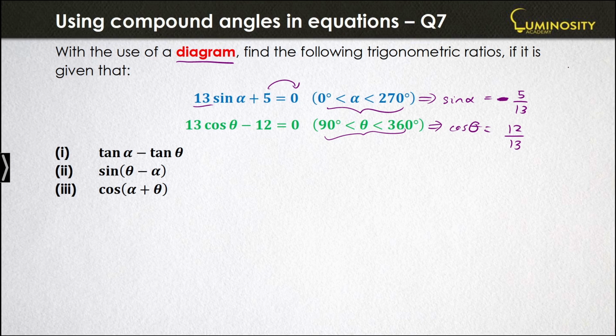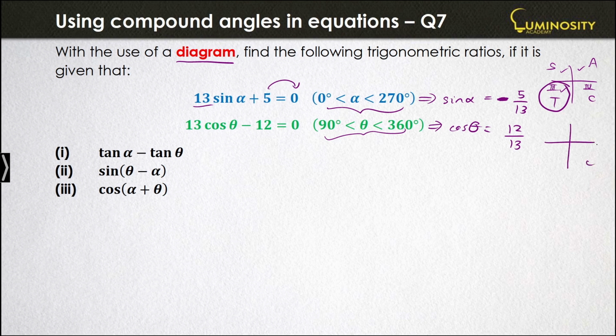So notice sine alpha is a negative number here. If you look at your CAST diagram, where's sine negative? It's in the third and fourth quadrants. And because of this given restriction from 0 to 270, which is the first three quadrants, where they both match up is the third quadrant. So that's where this line will be for this angle.